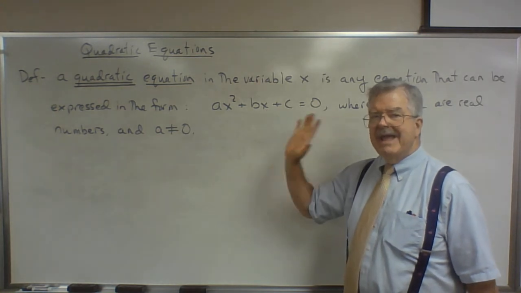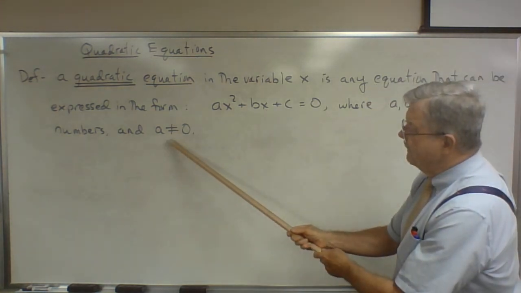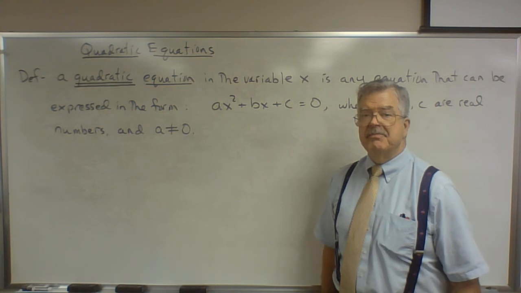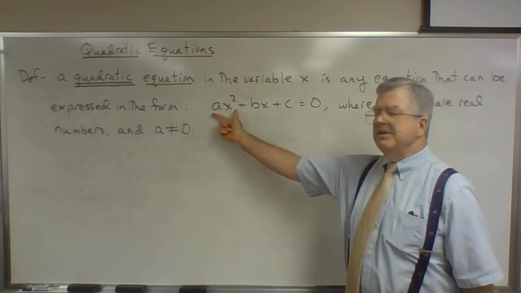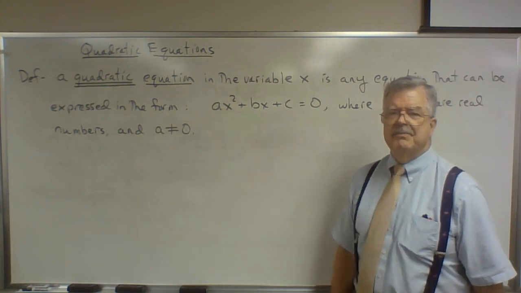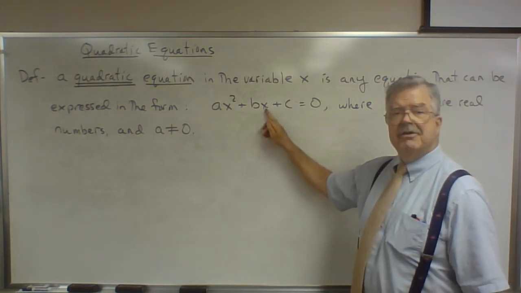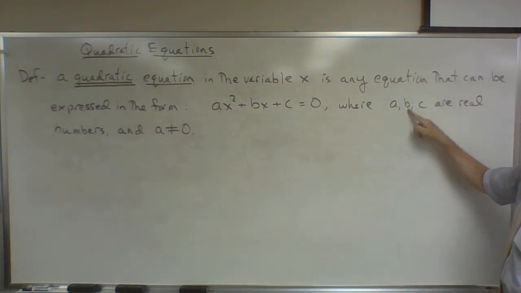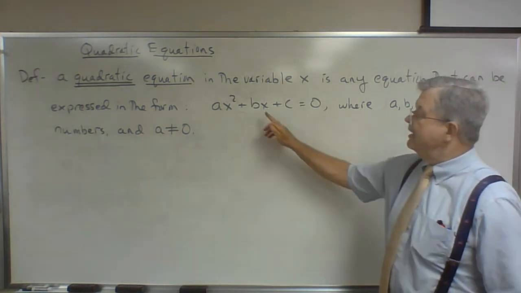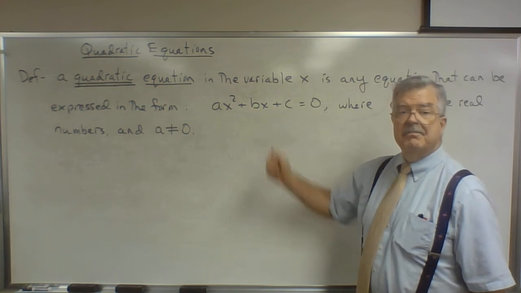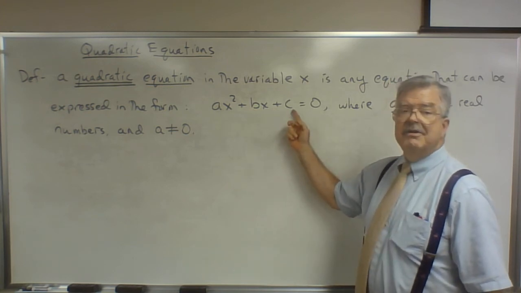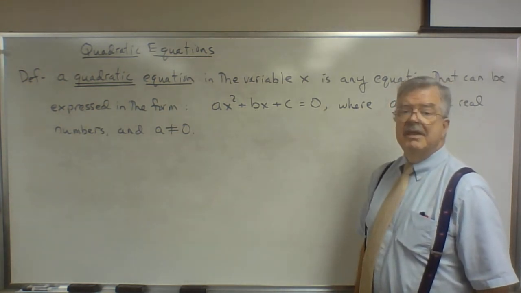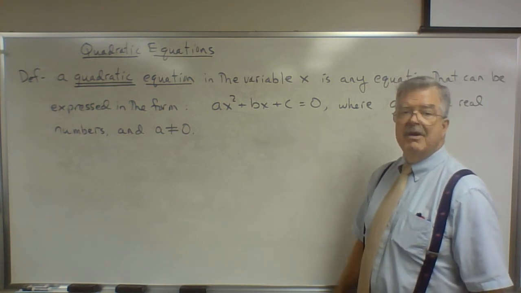So if a is not allowed to be 0, then that means that there's always an x squared term in the equation. So a quadratic equation always has an x squared term. Does it always have an x term? No, because there's nothing said here about b not equaling 0. If b equals 0, there's no x term. And if c equals 0, there's no constant term. It could happen that b is equal to 0. It could happen that c is equal to 0.